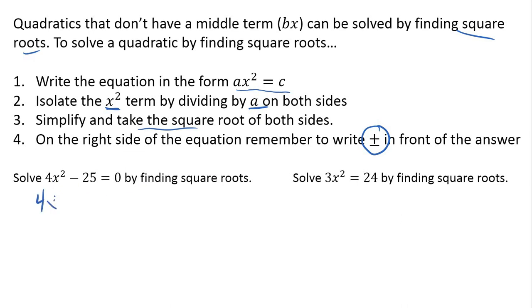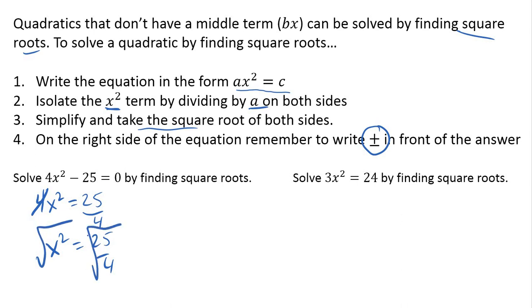So 4x squared equals 25. I added that 25 over. Now divide by 4. Okay, x squared equals 25/4. Now, let me just rewrite. x squared equals 25/4. How do I get rid of that square? Well, I'm going to square root both sides.